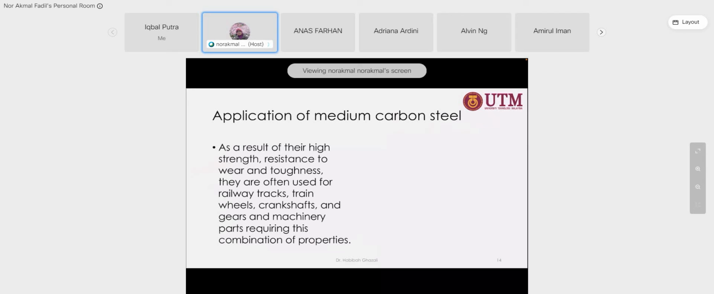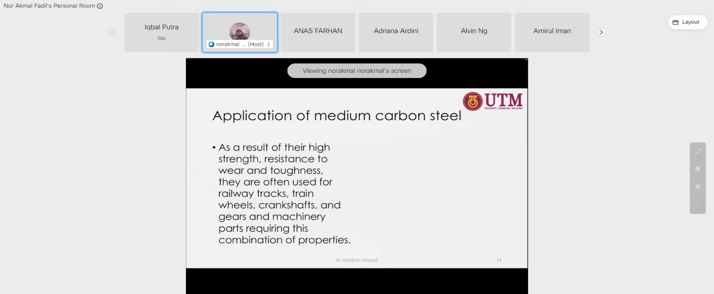As a result of their high strength, wear resistance and toughness, they are often used for railway tracks, train wheels, crankshafts, gears, machinery. Look at the application. Unlike the low carbon steel, which is almost for static load applications, like water pipelines and I-beam structures for buildings. Imagine in our building, there's a steel. It is just a low carbon steel. Why? Because it does not involve any dynamic load or accidental load. It's just a static building. Maybe in Japan, yes, they have earthquakes, something like that. So maybe they don't use low carbon steel.